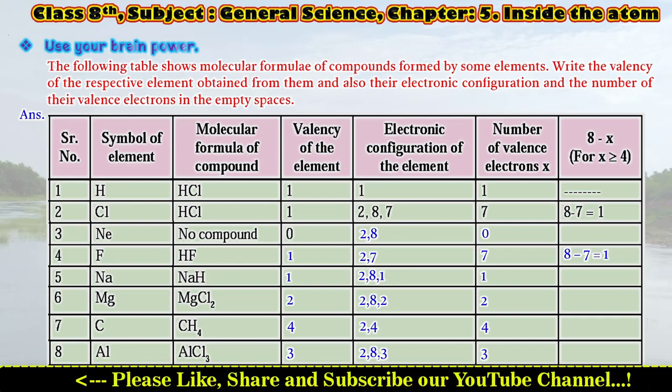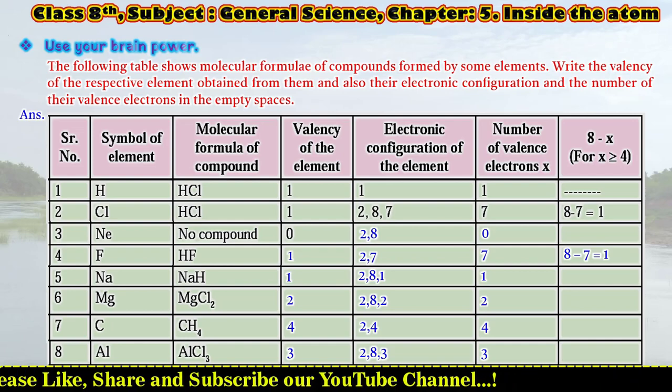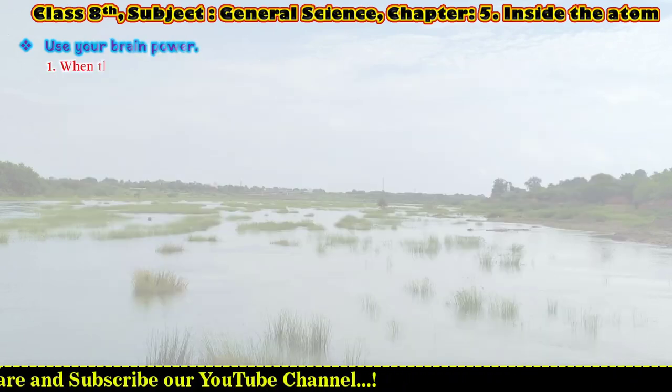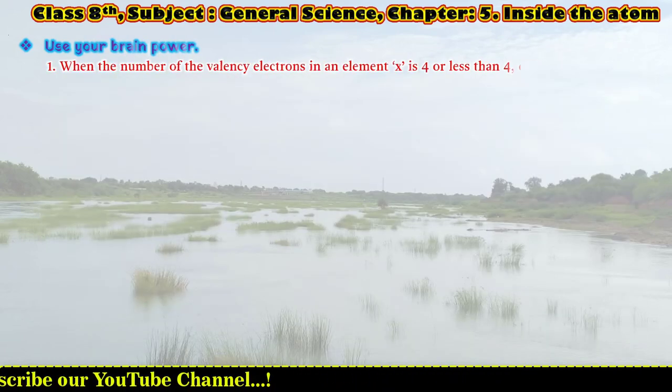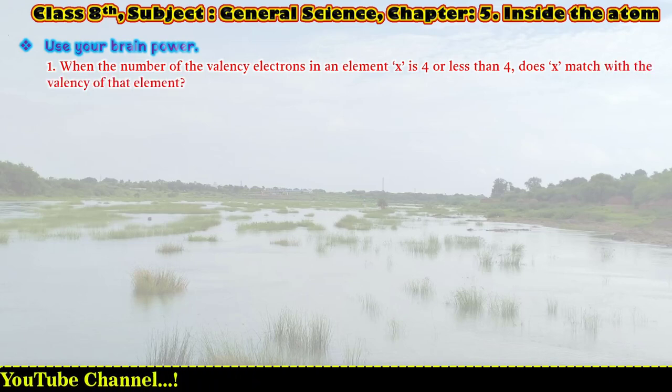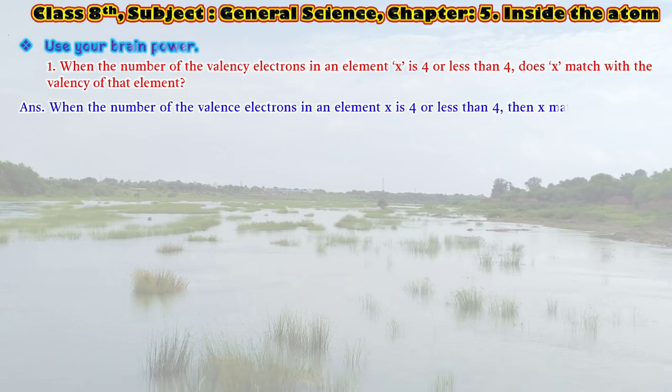Use your brain power. First one is, when the number of valence electrons in an element X is 4 or less than 4, does X match with the valency of that element? Answer is, when the number of valence electrons in an element X is 4 or less than 4, then X matches with the valency of that element.